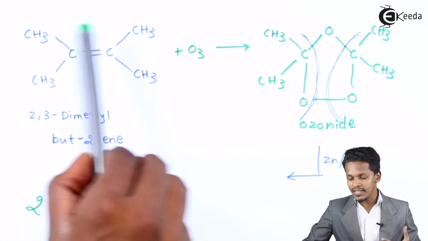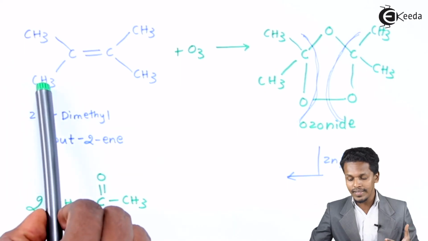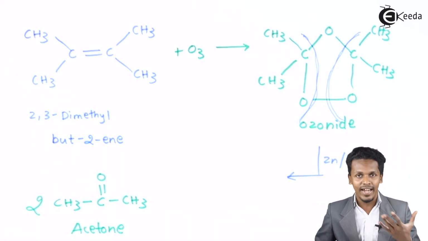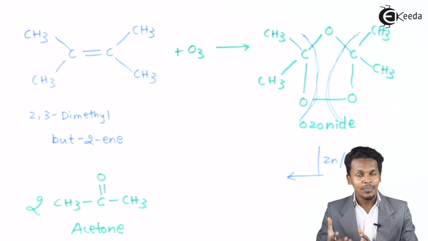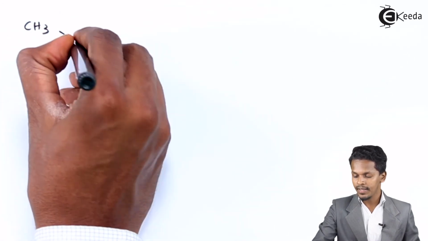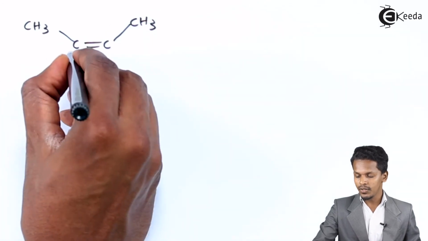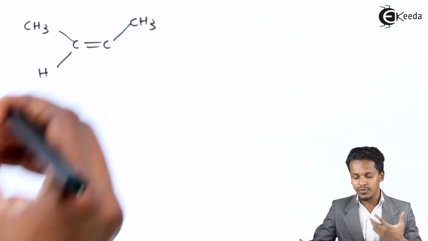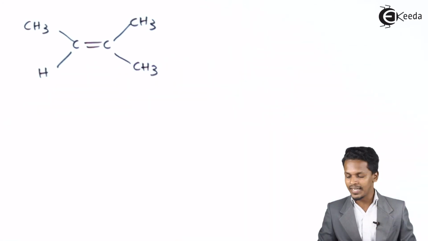Suppose among these CH3 or alkyl groups, one of them is replaced by an H or hydrogen atom. Then let's see what the reaction is and what product we could get. Suppose I am considering a reaction where, across the carbon-carbon double bond, one of the alkyl groups is replaced by a hydrogen atom, or there is a hydrogen atom over here, and the next one is the same as the previous example that we have discussed.